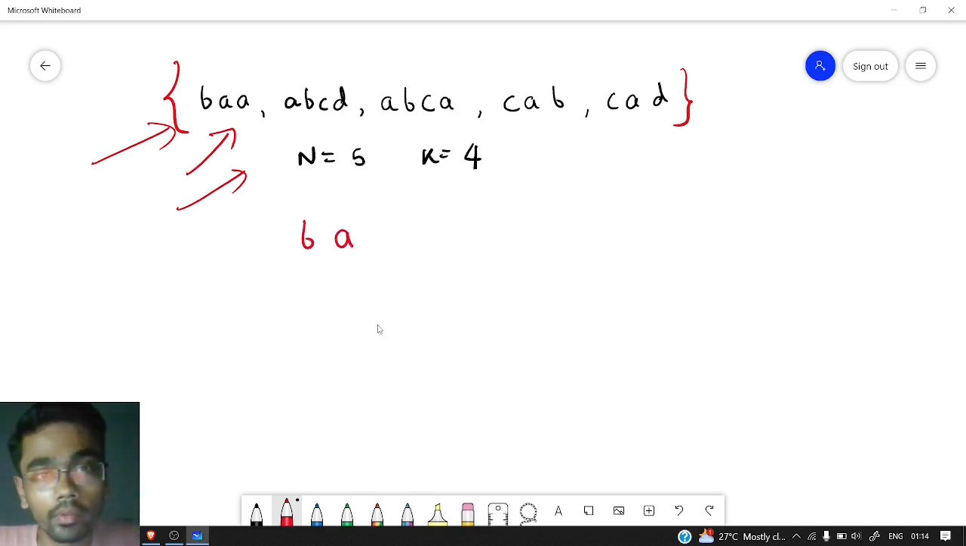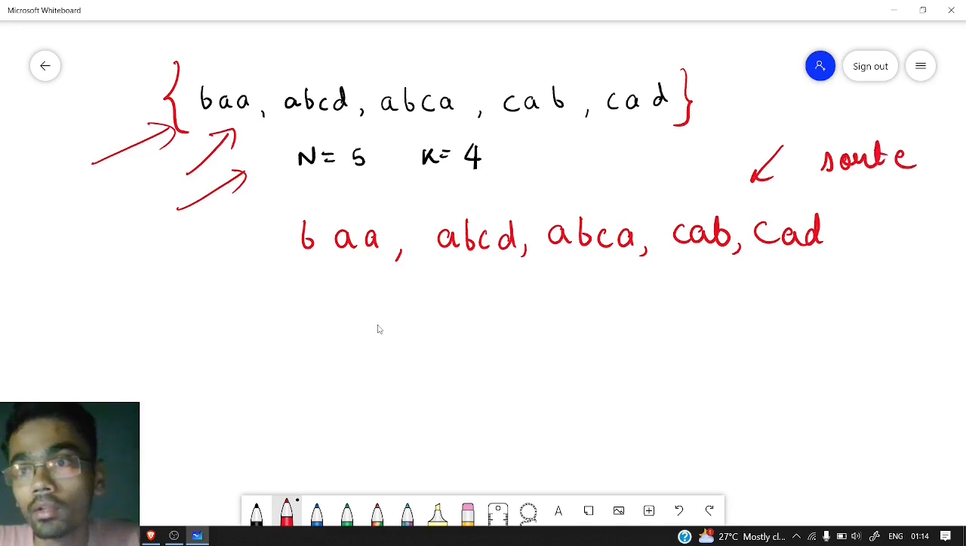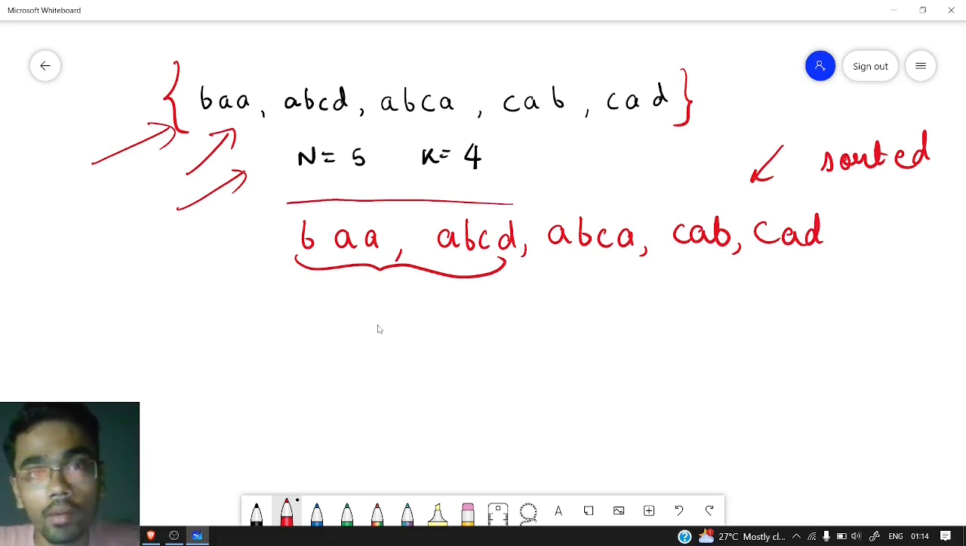So they have given BAA, ABCD, ABCA, CAB and CAD. Now how will we compare the words? Again, they have said that this is in sorted format. So what we can do is compare pairs of words. First we will compare these two, BAA and ABCD.